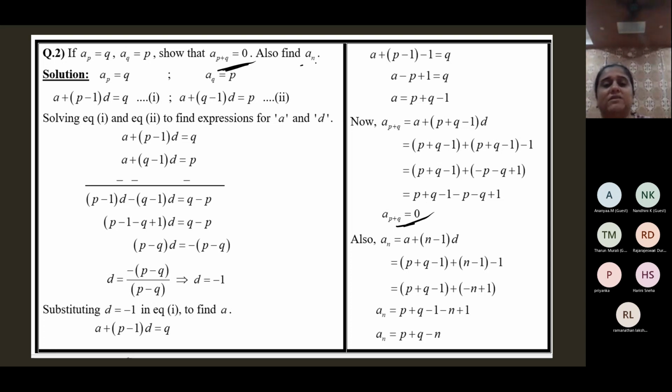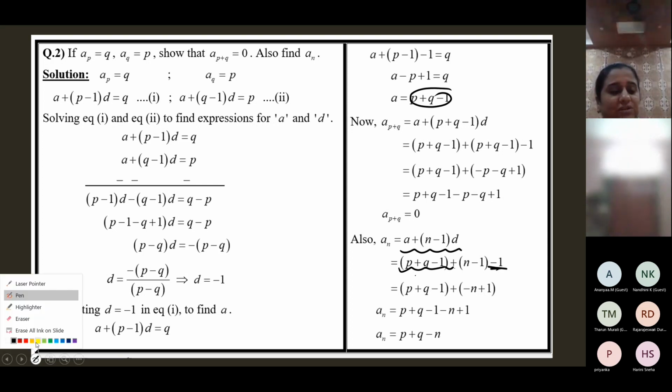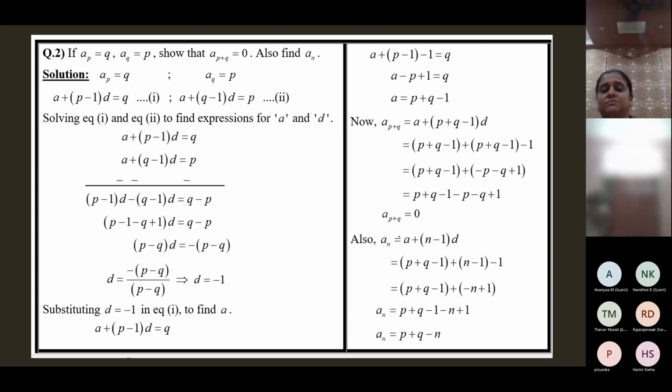Next, we'll have to find an, the nth term. We can find anything because we have the expressions for a and d. Now we'll have to find an, which is a plus n minus 1 into d. So this is the expression for a. See here, a is p plus q minus 1, plus n minus 1 into d, which is minus 1. Substitute the values of a and d. N will be n. A plus n minus 1 into d. D is minus 1.